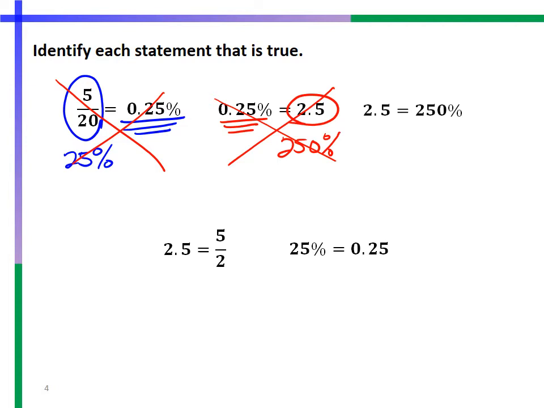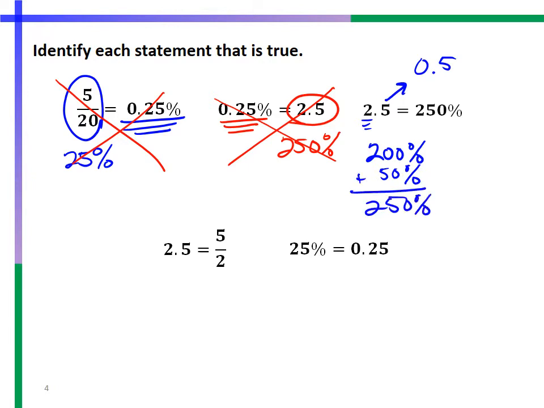So let's go and do number 3. So number 3, I already said this is 250%. Here's the reason why. The 2 is 200%, and then 0.5 is the same as 50%, and then we just add up our percents to be 250%. So we have a keeper.